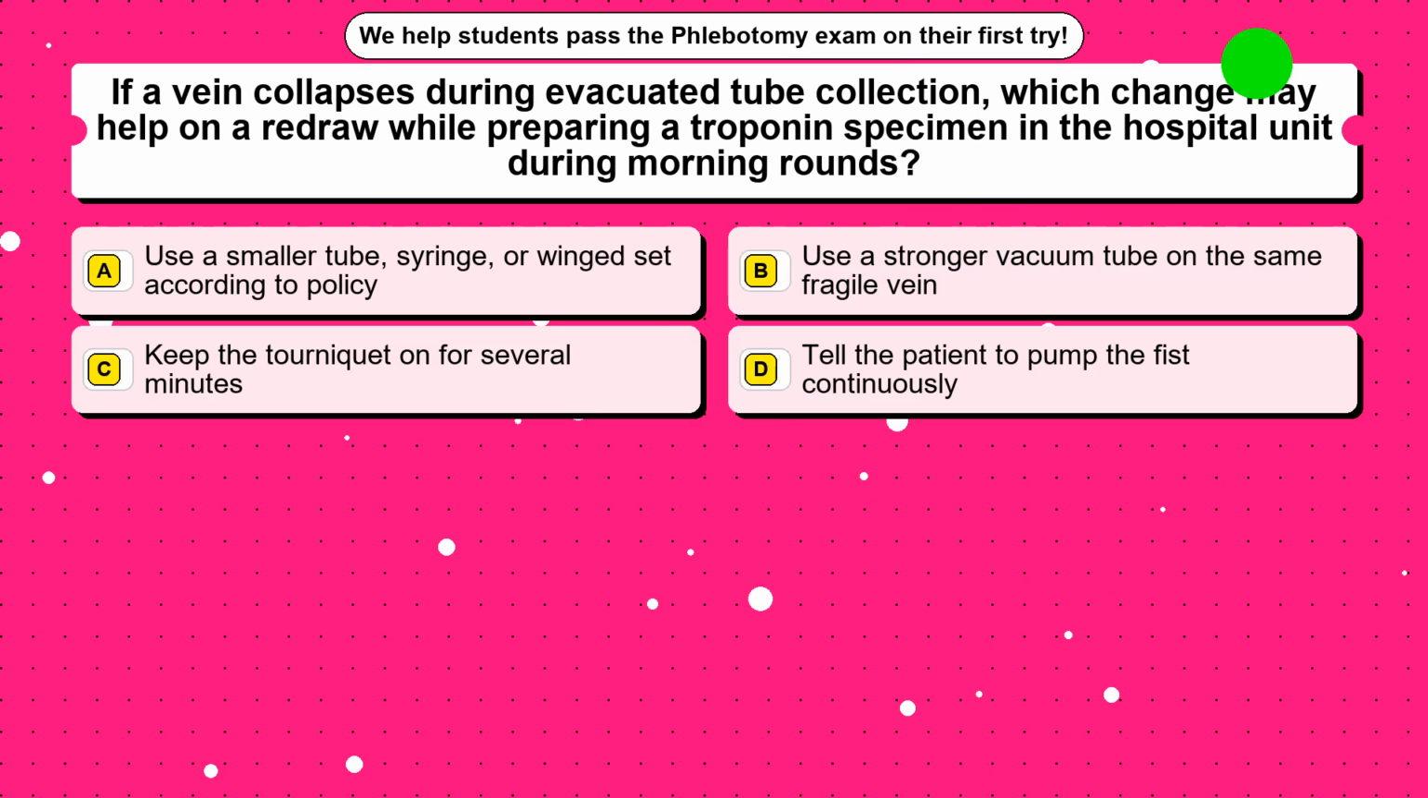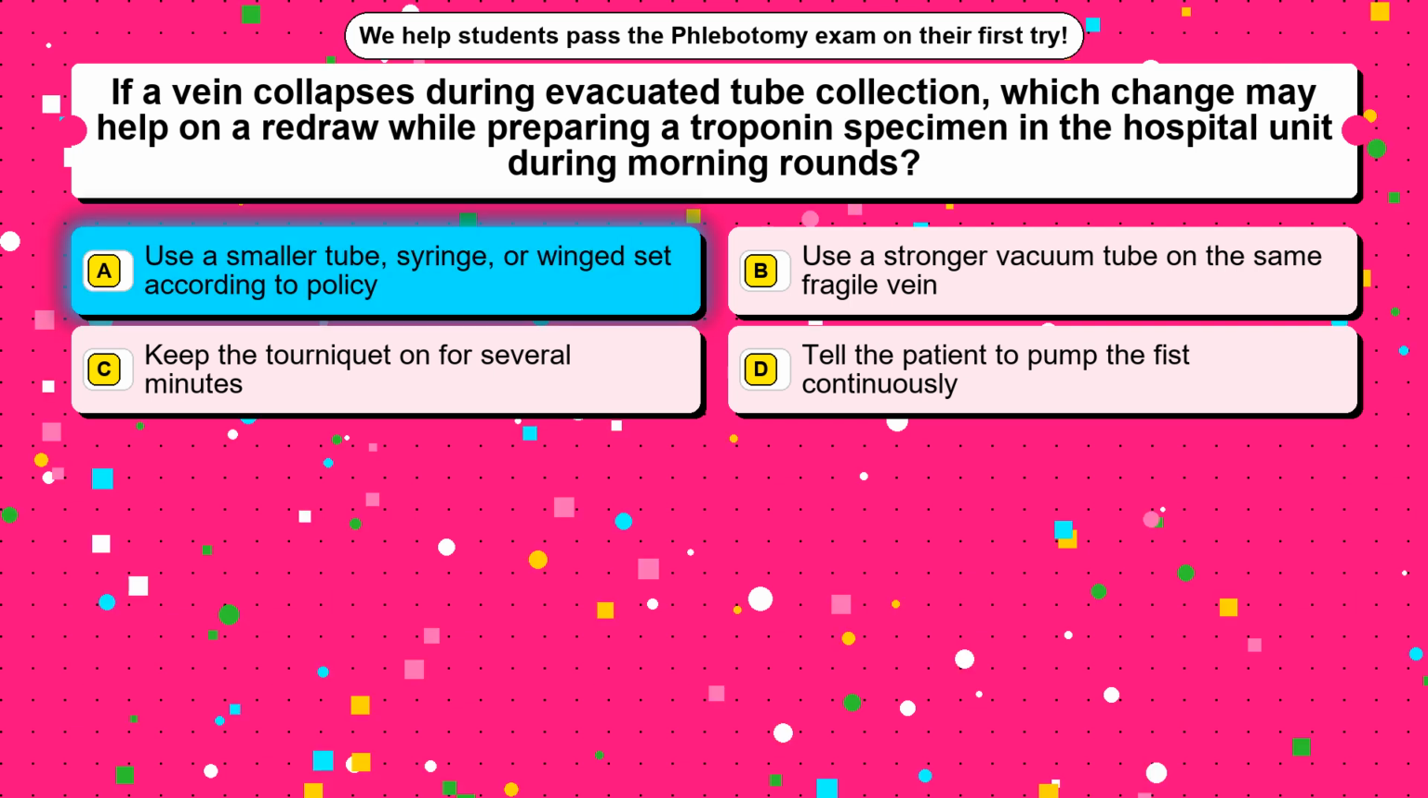Question 8. If a vein collapses during evacuated tube collection, which change may help on a redraw while preparing a troponin specimen in the hospital unit during morning rounds? Option A. Use a smaller tube, syringe, or winged set according to policy. Option B. Use a stronger vacuum tube on the same fragile vein. Option C. Keep the tourniquet on for several minutes. Option D. Tell the patient to pump the fist continuously.